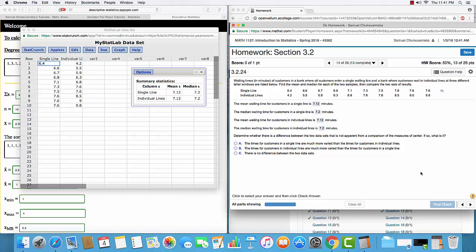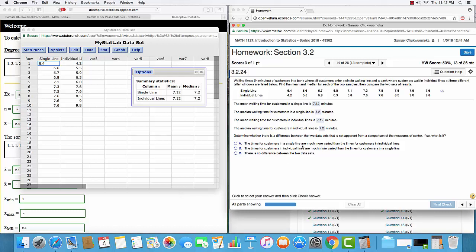Determine whether there is a difference between the two data sets that is not apparent from a comparison of the measures of center. If so, what is it? A, the times for customers in a single line are much more varied than the times for customers in individual lines. B, the times for customers in individual lines are much more varied than the times for customers in a single line. C, there is no difference between the two data sets.